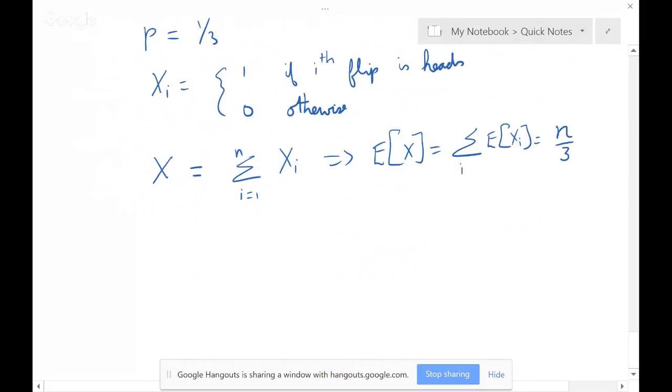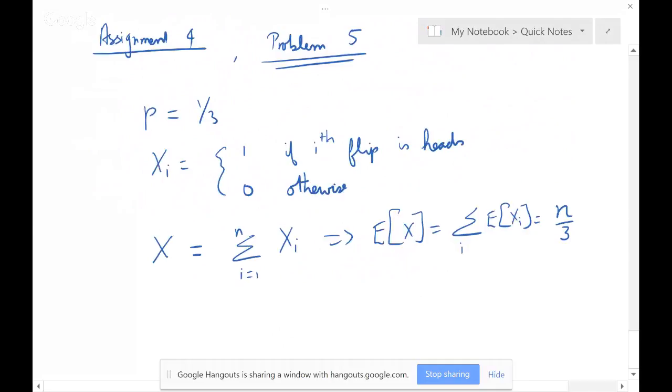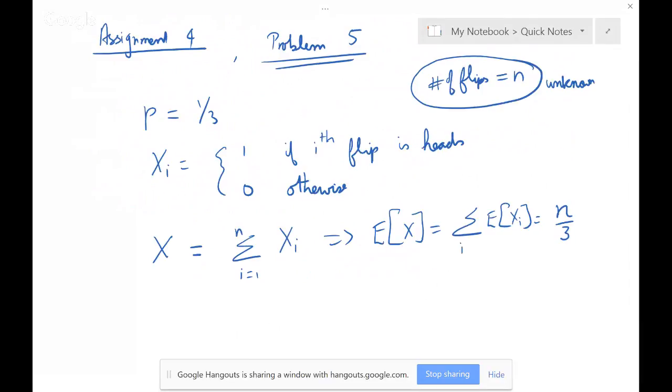Now let's look at what the question is asking. Just one thing to keep in mind is that this n, the number of coin flips, is an unknown. In fact, this is what we want to solve. So let me read at least that part of the question. We want to determine the smallest value of n so that the probability that at least half the coin flips come out heads is less than 0.001.